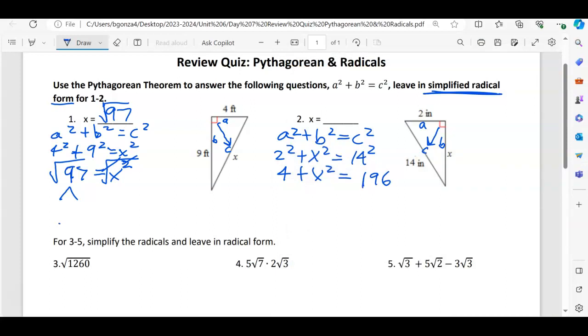Cool. So in this case, when I'm missing a leg, A or B, I'm going to need to move over this number first to get x by itself. So I'm going to get rid of that 4 by subtraction. So minus 4, subtract because it's a positive number, right? 196 minus 4 is 192. And then last step, to get rid of that square, square root. The square root of 192.